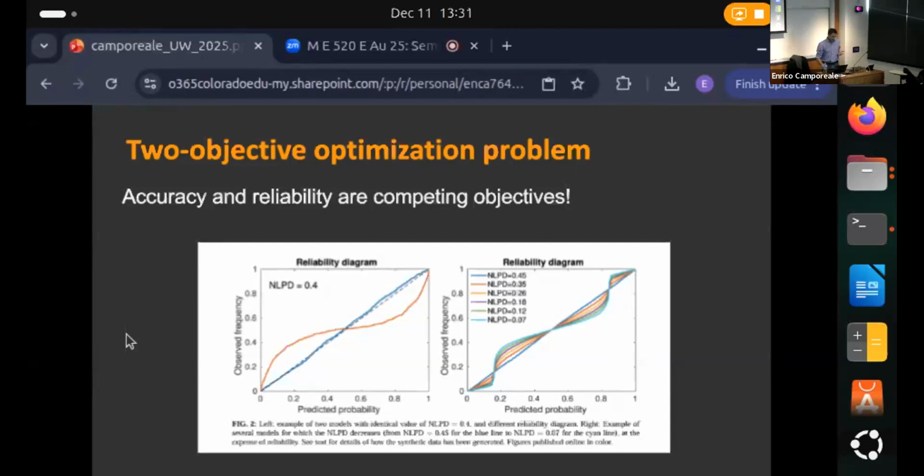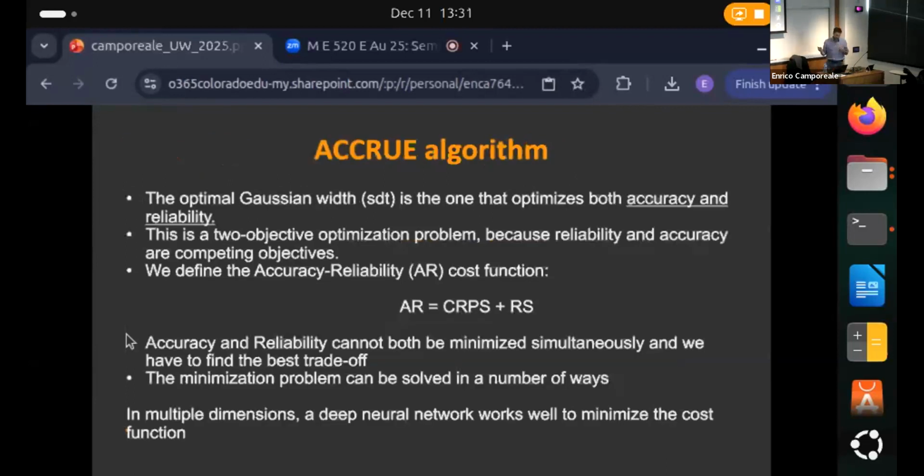So again, this is a two-objective optimization problem because CRPS, or accuracy, and RS, or reliability score, are competing. A simple way to deal with two-objective optimization is just to linearize your score, meaning that you just take the sum, maybe with a weighting factor in between. Again, the crucial point is that these two scores individually cannot be minimized simultaneously. So we have to find the best trade-off.